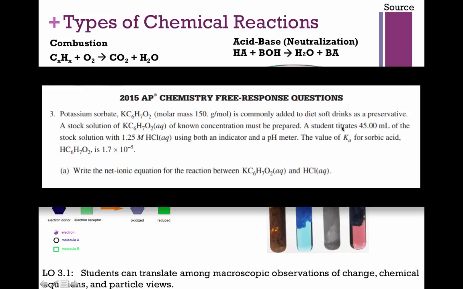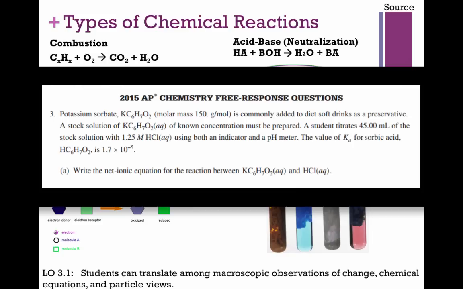The value for Ka is given, but part A says write the net ionic equation for the reaction between the potassium sorbate and HCl. What you can do is set this up as your normal reaction. So your potassium sorbate plus your HCl, draw an arrow, create your products, but always go back. This says net ionic equation. So potassium sorbate plus HCl is going to be an acid-base reaction or double replacement.